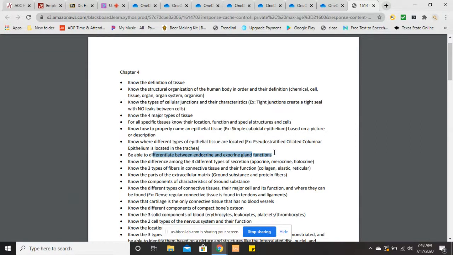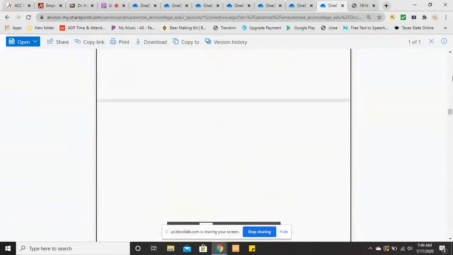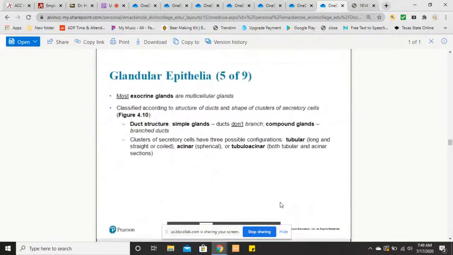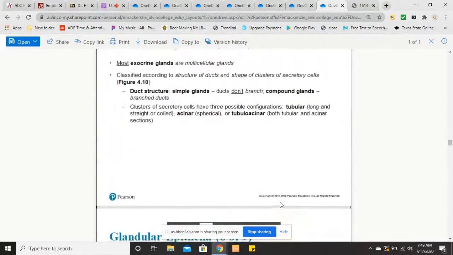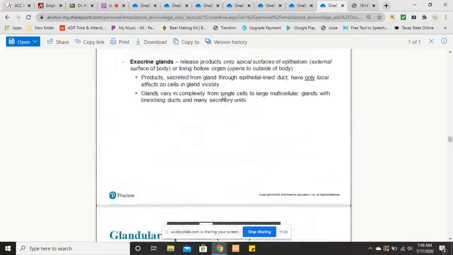So when we look at all the glands in your body, they fall into one of two categories. They're either an endocrine gland or an exocrine gland. And you got to know the difference. The major difference has to do with how they release their products, because they're both glands, so they're both going to release a product. It's a matter of how. It's a matter of whether or not you need a duct. If you need a duct to release your product, you're an exocrine gland. If you do not need a duct to release your product, you're an endocrine gland.